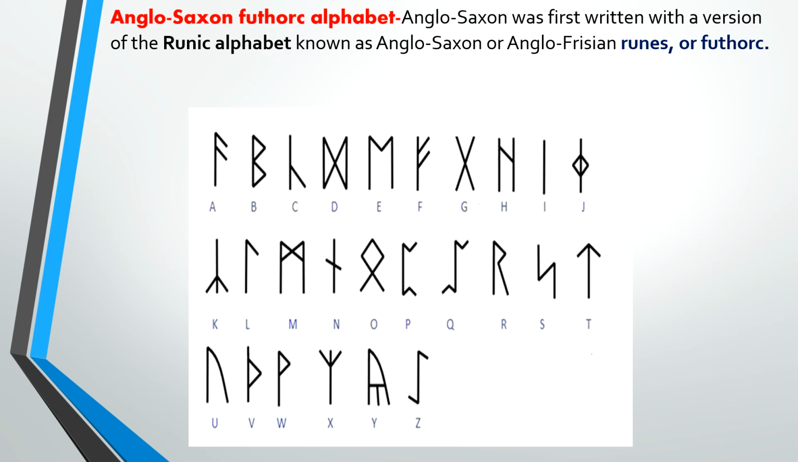So the Anglo-Saxon futhark alphabet, these are runes. So what are runes? Runes are letters from the ancient Germanic alphabet used by Anglo-Saxons. The alphabet used by Anglo-Saxons is called the runic alphabet. I have given the picture of runes, or runic alphabet, here.